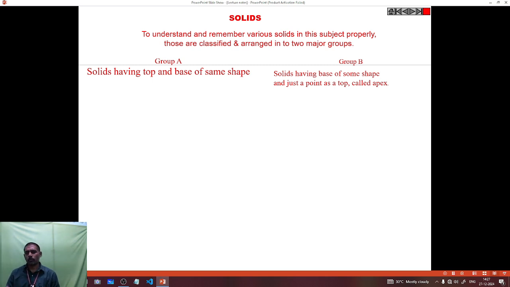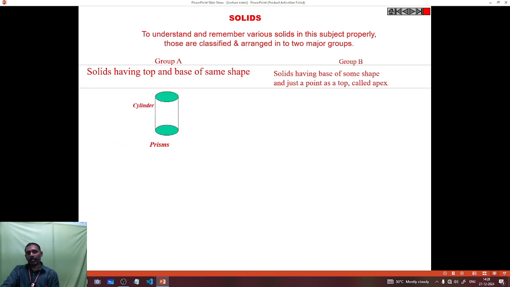What is group B? Solids having a base of some shape and just a point as the top. It is somewhat different from group A, because it has some base and the top focuses on a particular point. I will show the examples.